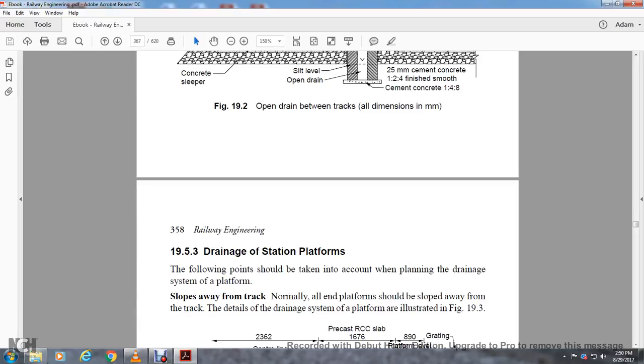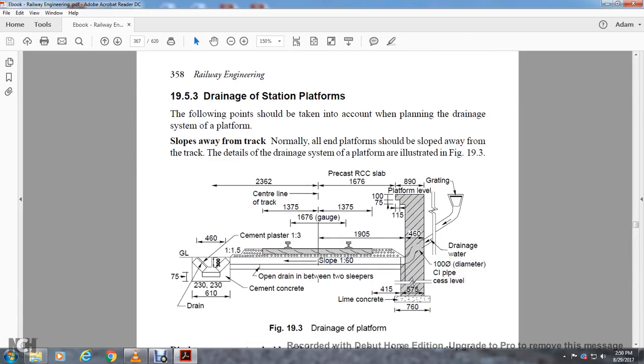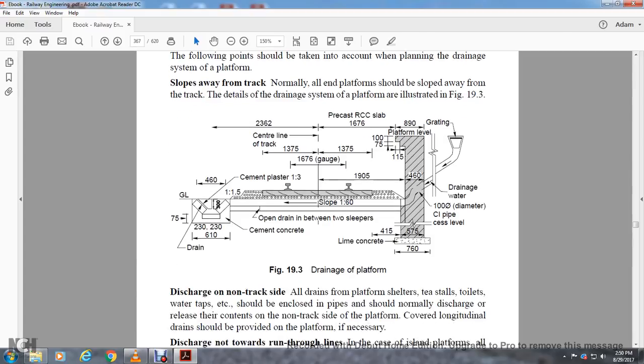19.3 Drainage of station platform. The following points should be taken into account in planning the drainage system of the platform. Sloped away from the track. Normally, the platform should be sloped away from the track, with the detailed drainage system of the platform illustrated in Figure 19.3. Your platform drainage has a cement concrete open drain between the sleepers, cement plaster, center of the track, precast RCC slab, grading of platform, drainage water, CI pipe, cast assessed level, and lime concrete.